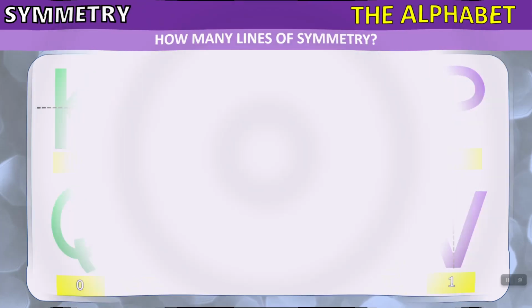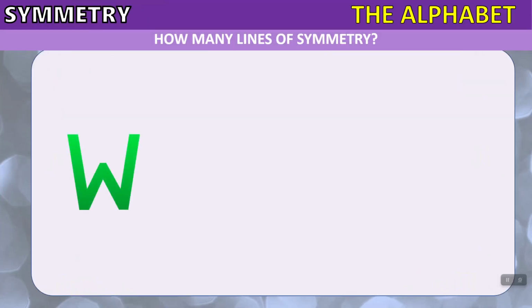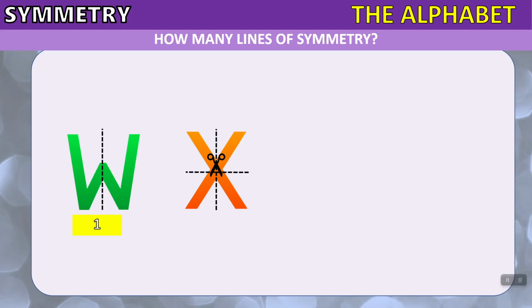Now let's go to W. W looks like 2 V's, and again, if we went from top to bottom, the left would look like the right, and so W has 1. What about X? If we went left to right, that looks like that's a reflection, and if we went top to bottom, also a reflection, and so X has 2 lines of symmetry. Y, we can see if we went top to bottom, that would split it in half, 2 equal parts, and that is 1 line of symmetry.